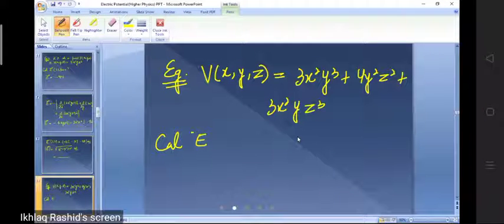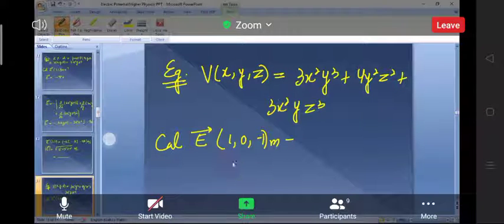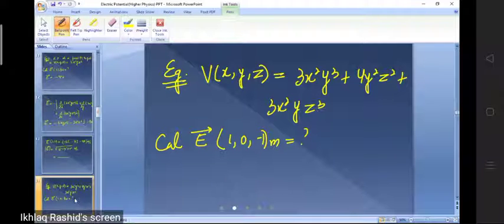-1 meters. You are supposed to calculate the electrostatic field at this point. I'm sure you will be able to do this example, so it will stay as a home assignment for you. Try this out. Later on we will be repeating these examples.